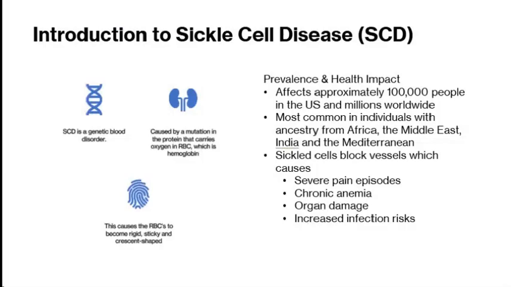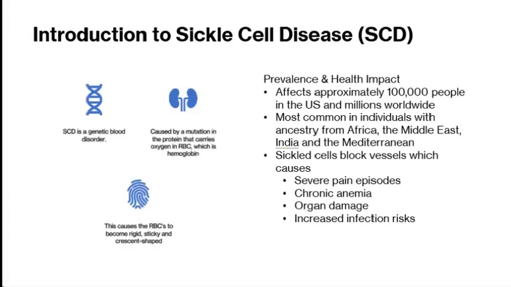What is sickle cell disease, or SCD? Sickle cell is a genetic blood disorder. This blood disorder is caused by mutations in the protein that carries oxygen in the red blood cells in your body, and that protein is hemoglobin. This mutation causes red blood cells to become rigid, sticky, break apart easier, and generally they get stuck in vessels and capillaries much easier than normal red blood cells do.